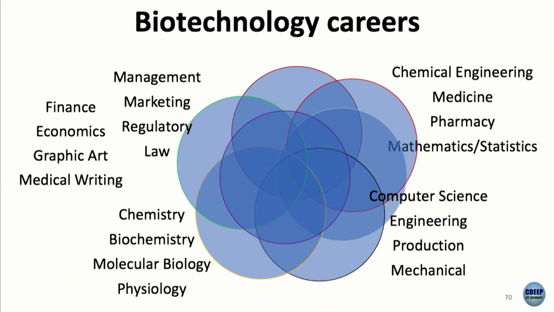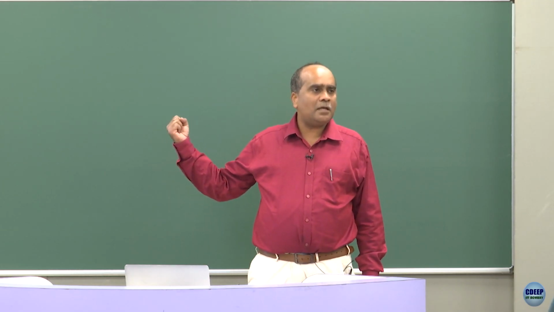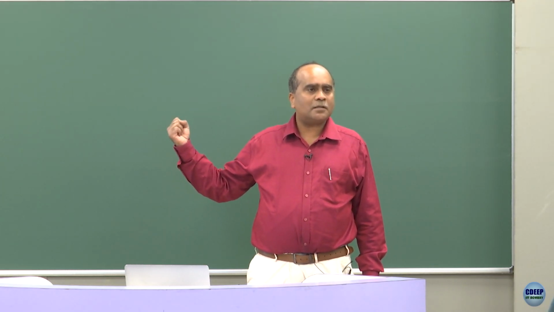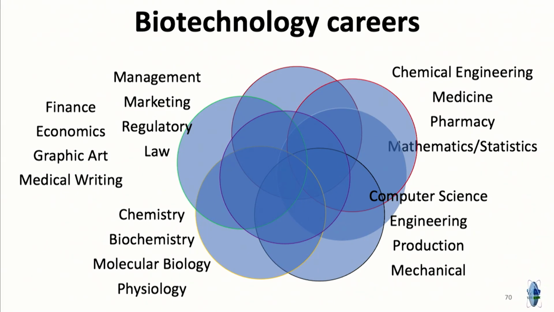So look at the biotechnology career options. Chemist is required, biologist required, chemical engineers required, physicist required, medicine, pharmacy, mathematics and statistics, because clinical data has to be statistically significant. Computer science and engineering: now AI is coming into drug discovery. You require a person who understands the biology and a person who understands computer science and AI. So those are also required.